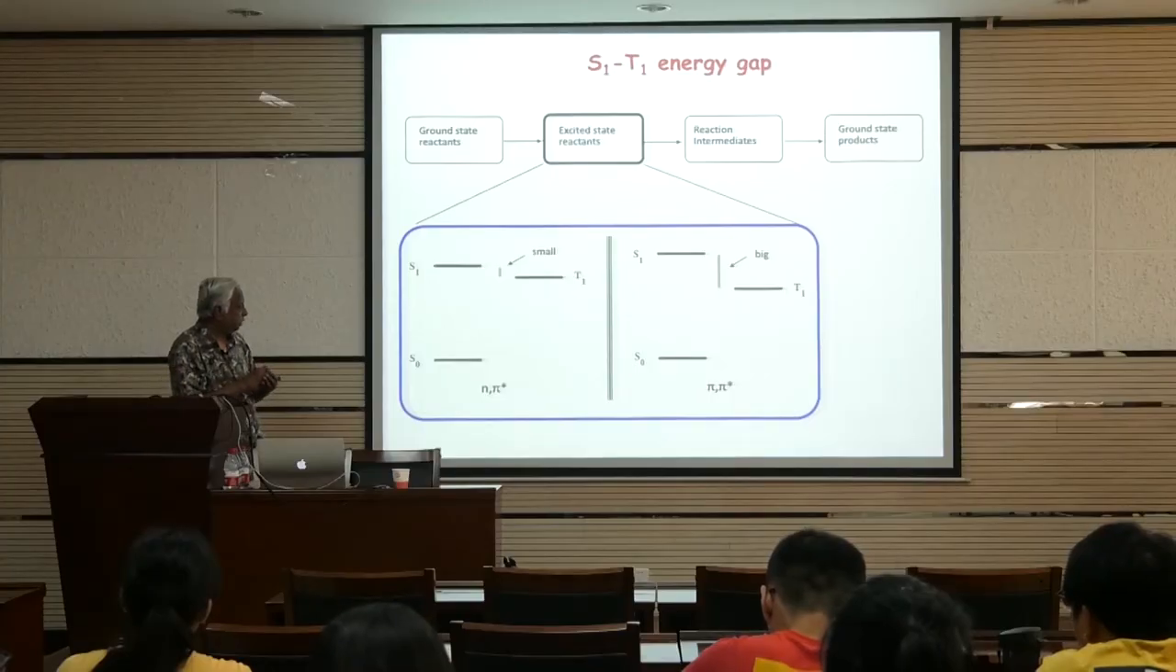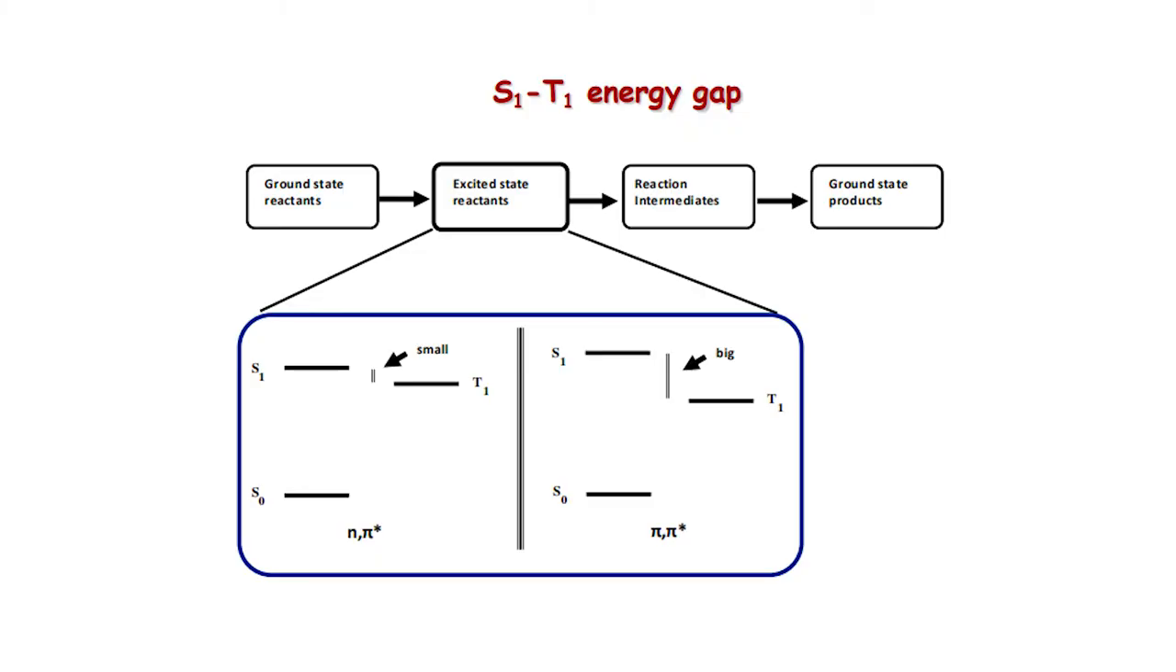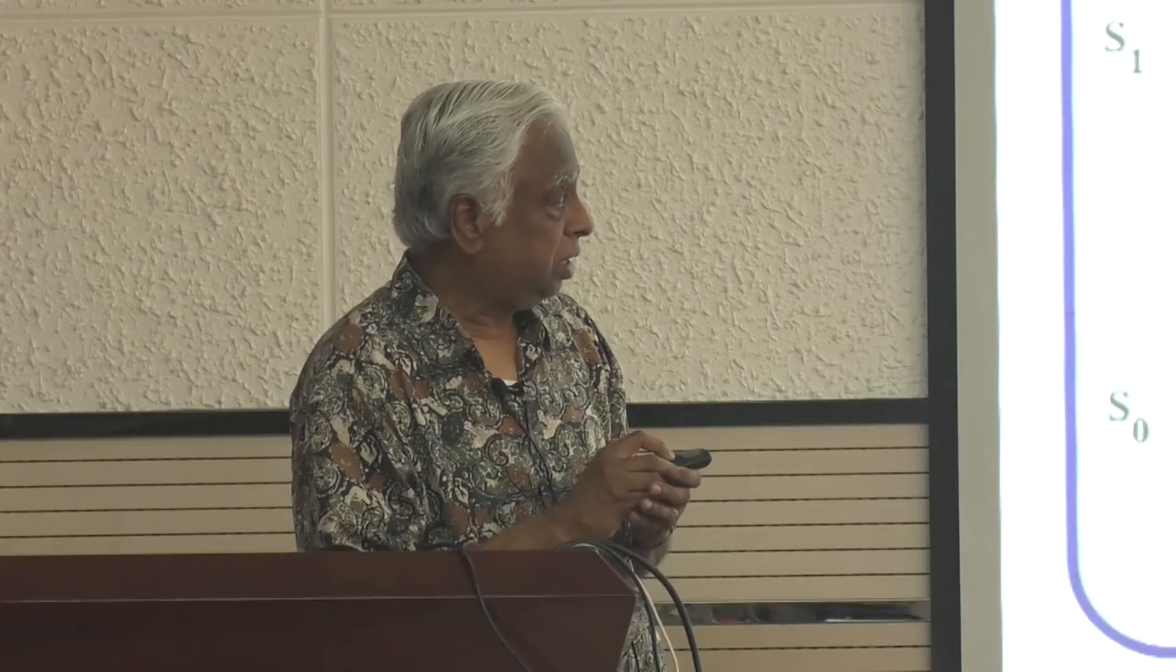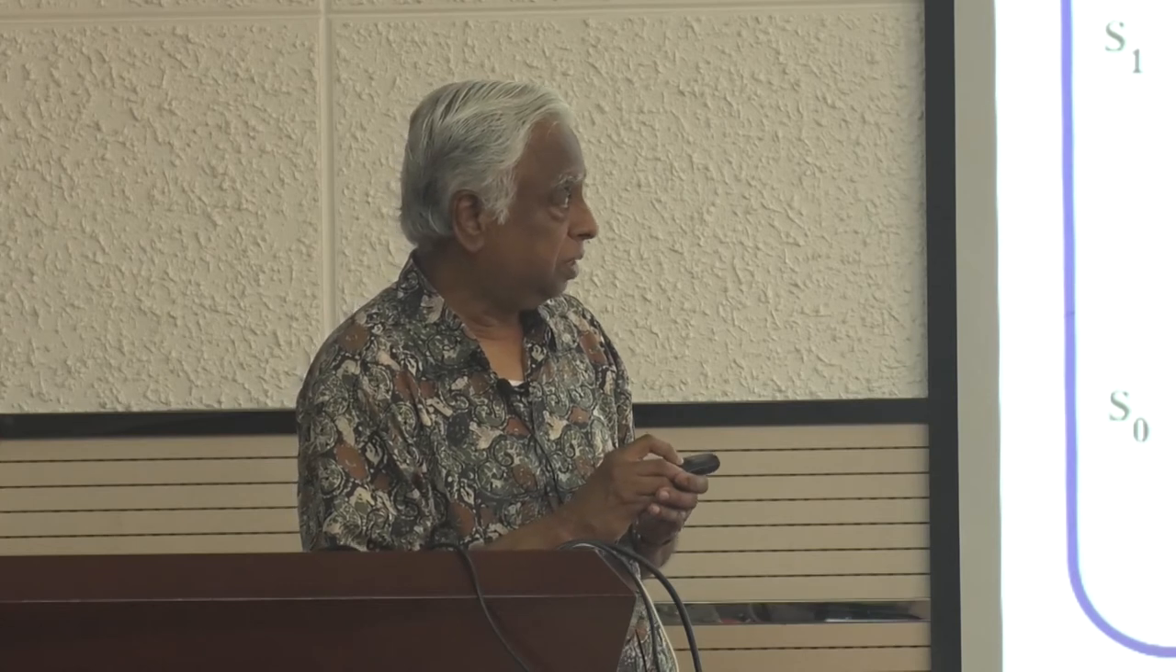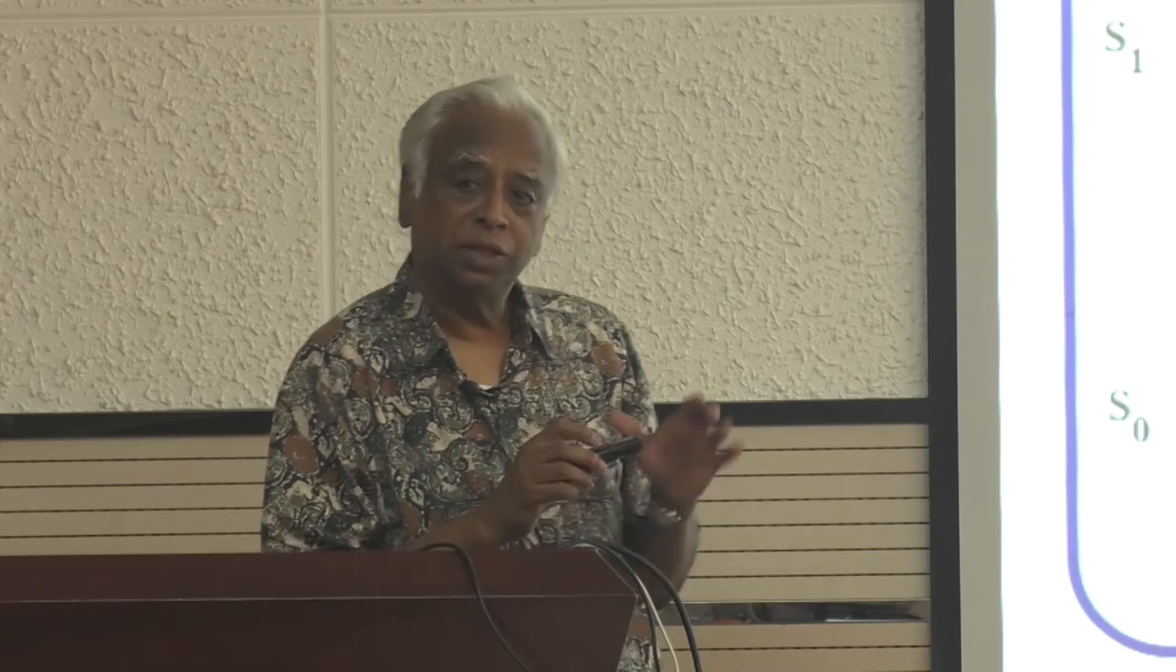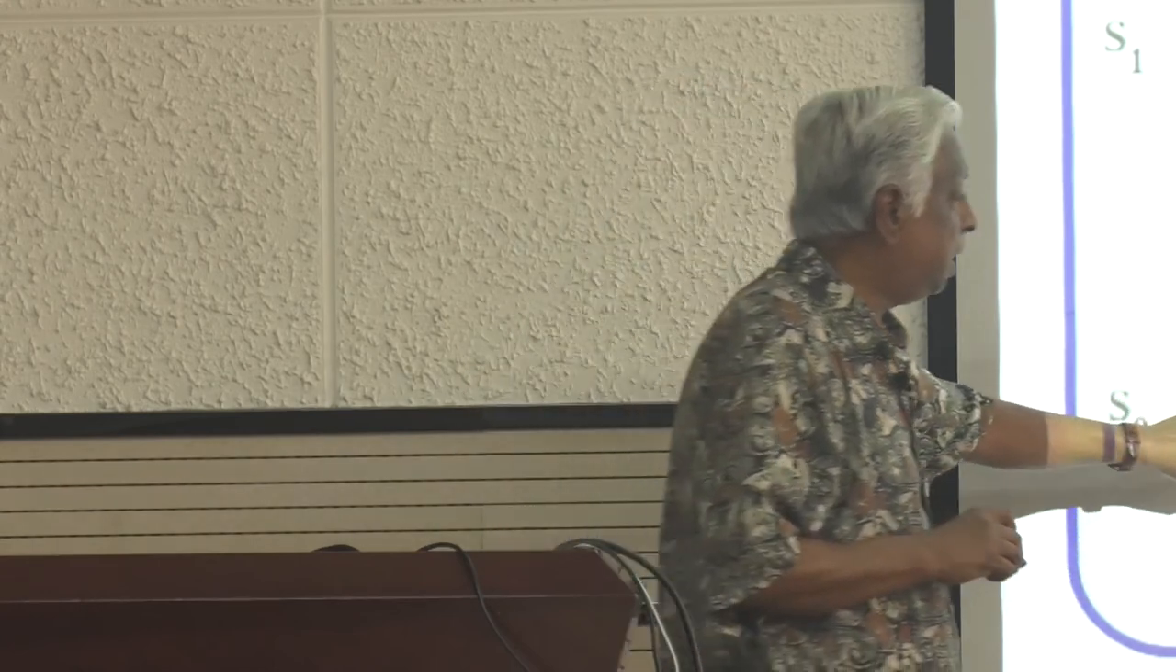So for example, this is a singlet and this is a triplet. If you look at the gap, there's a small gap. The triplet will be a little bit lower. If you take a pi-pi star singlet and triplet, the gap is larger. So whether it is n-pi star or pi-pi star, the triplet is always going to be lower than the singlet. This is going to be the same gap.